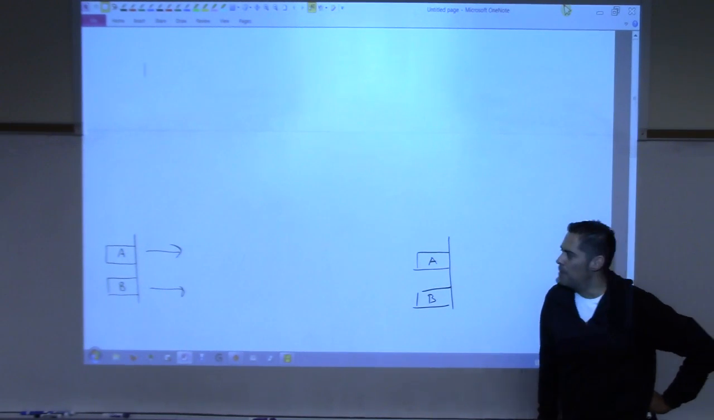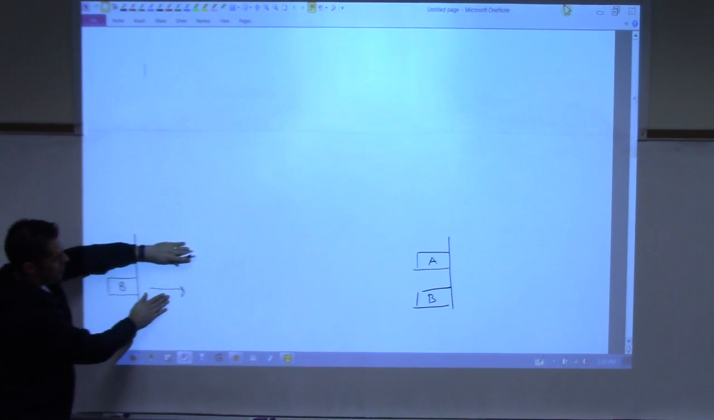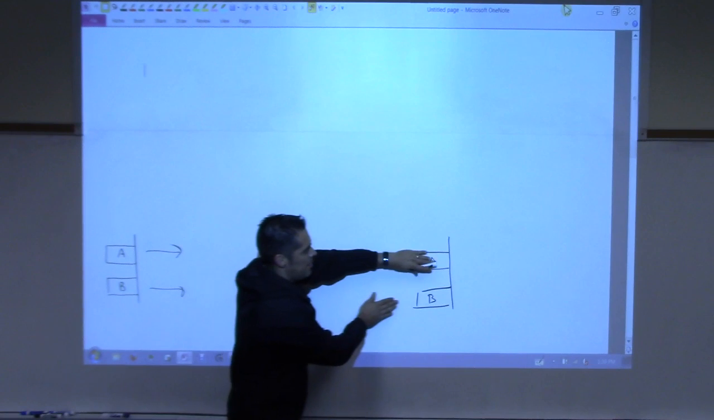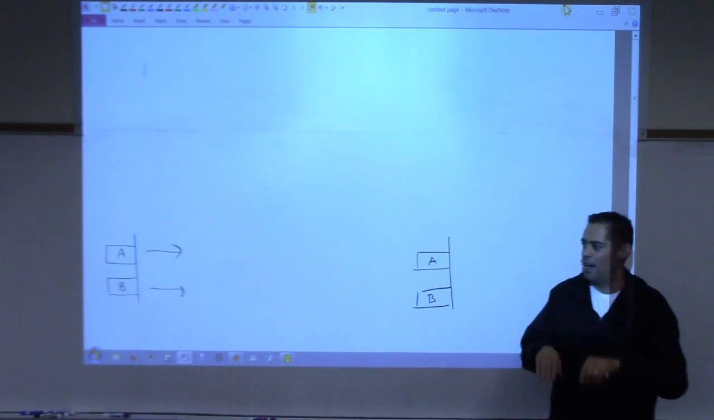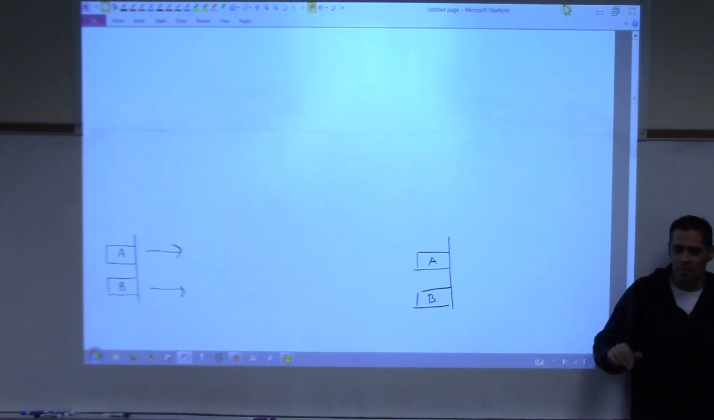Well, what if this happens? What if this car takes off, and this one waits and then takes off, and right at the end of the race they tie? Do you see what I'm saying? I'm just arguing with you on purpose.